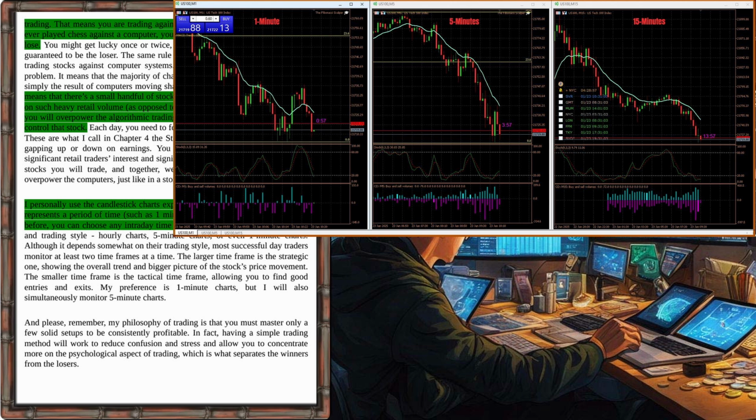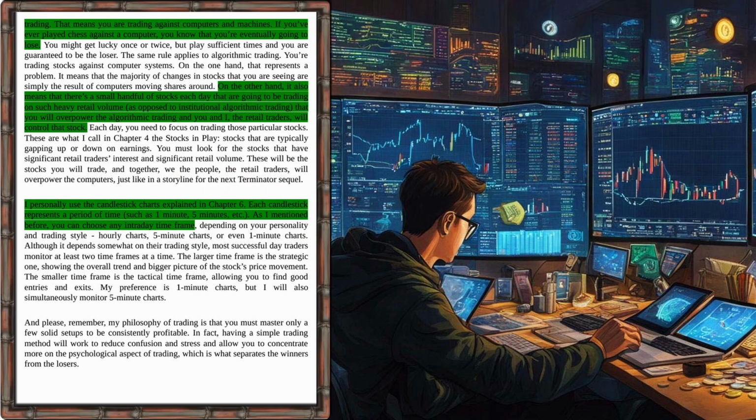And please remember, my philosophy of trading is that you must master only a few solid setups to be consistently profitable. In fact, having a simple trading method will work to reduce confusion and stress and allow you to concentrate more on the psychological aspect of trading, which is what separates the winners from the losers.